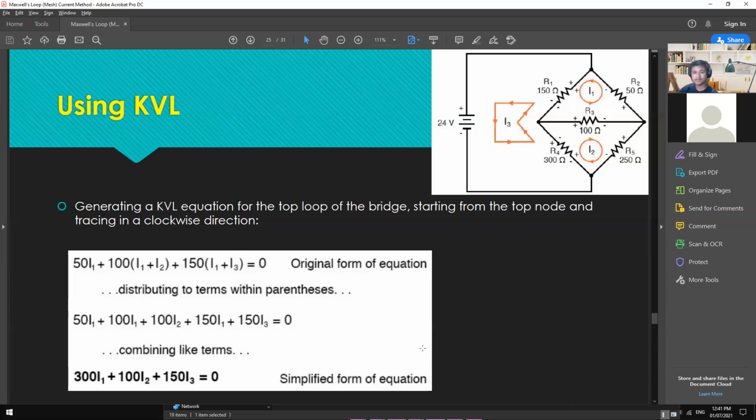Okay, so once you're done with this one, you can now distribute this 100 right here. You will get 100 I sub 1 and then 100 I sub 2. The same with 150, you will get 150 I sub 1 and then 150 I sub 3. And then you can now add similar terms. Okay, and then after that, it will give you this simplified form equation, or the final form equation, of number one.